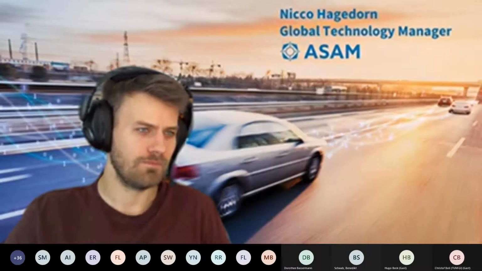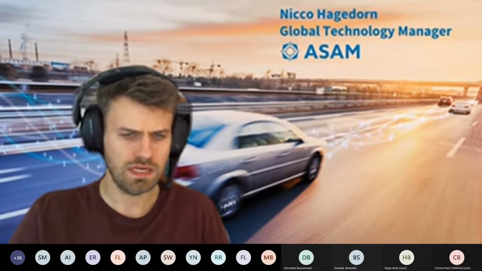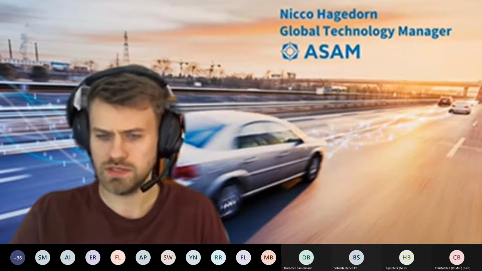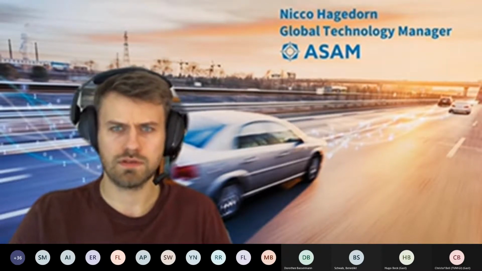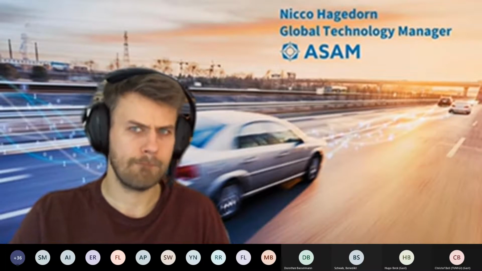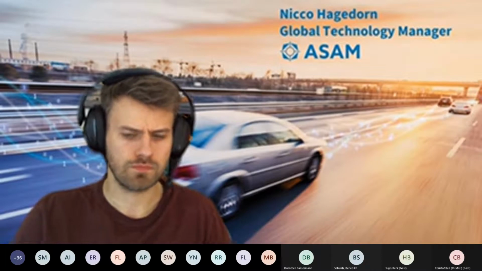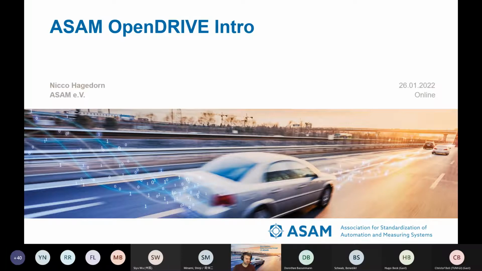Okay, perfect. So if we have a look at the agenda again, I will now jump into the introduction of ASAM OpenDRIVE and tell you a little bit about what OpenDRIVE actually is. So that will be a rough overview. I don't want to go into too much detail. So give me a moment, I will share the slides. And we will have a Q&A session afterwards.